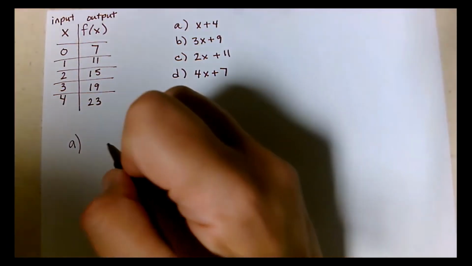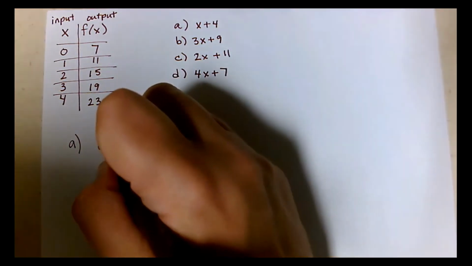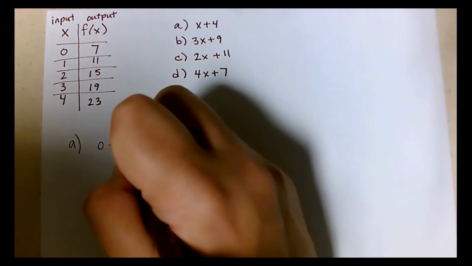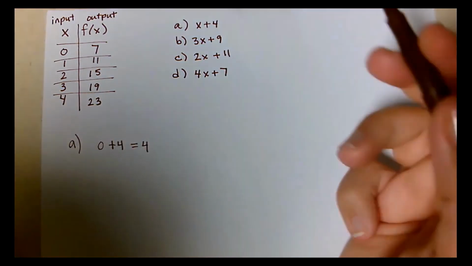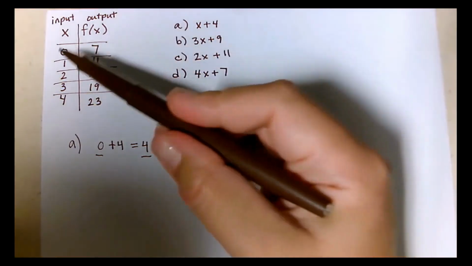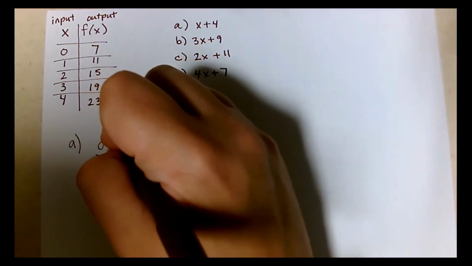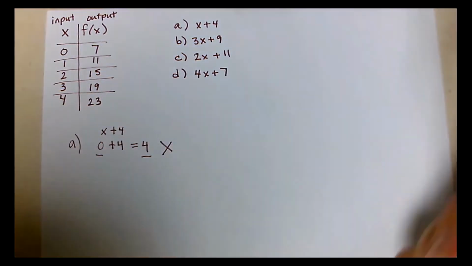If I'm doing x plus 4, that means I'm going to take the x number, which is 0 in the first case. I'm going to add 4 to it, and what am I going to get? I'm going to get 4. Did I want a 0 to go in and a 4 to come out? No, I wanted a 0 to go in and a 7 to come out. So I know that this x plus 4 is not the right one. Not that one.